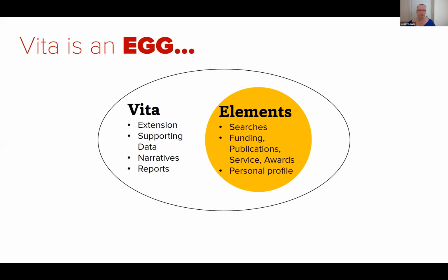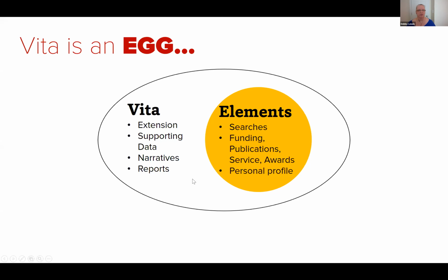So just a little bit about the system. We like to refer to it as an egg, not a bad egg, it's just an egg. So it has two different parts. We have that element section, which I'm going to be talking about tomorrow, where you're going to be able to do searches of databases. This is where you're going to keep your funding, publications, your awards, and that's where you're going to also have a personal profile that you can edit.